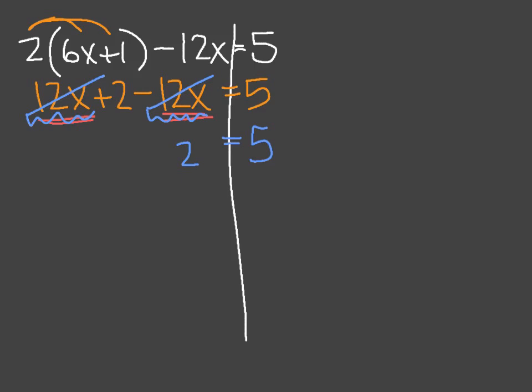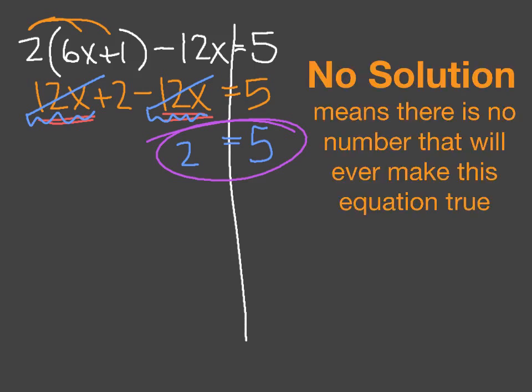Well, now if I look at this, all my x is crossed out, and what I'm left with is two numbers that are not the same. 2 does not equal 5. So what this means is that this equation has no solution. And what no solution means is that there is no number ever that will make this equation true.